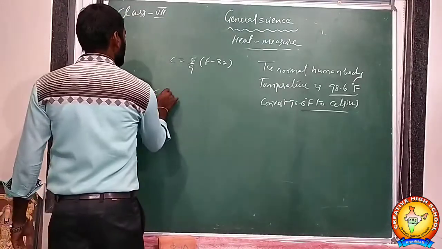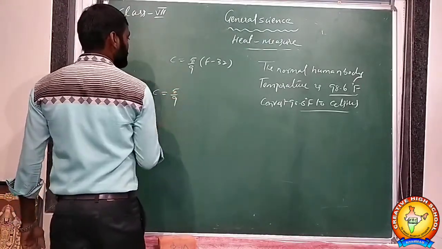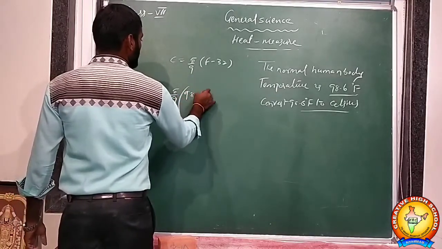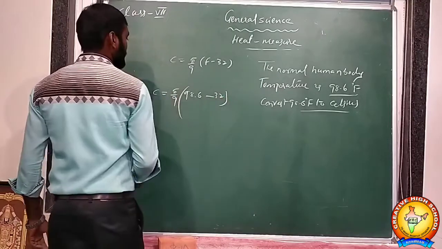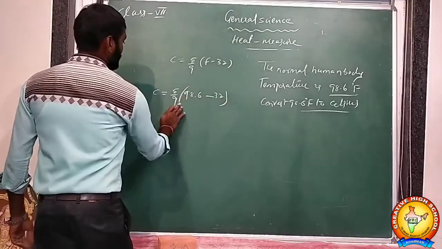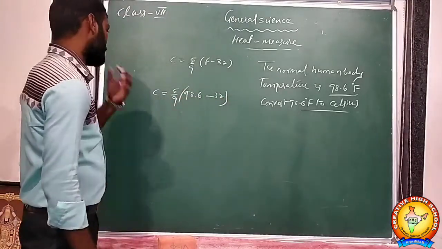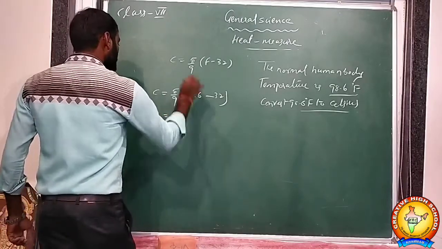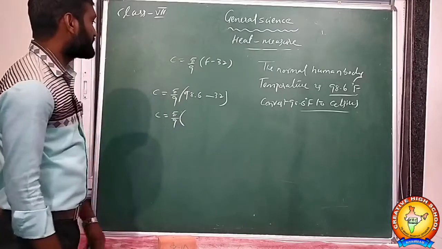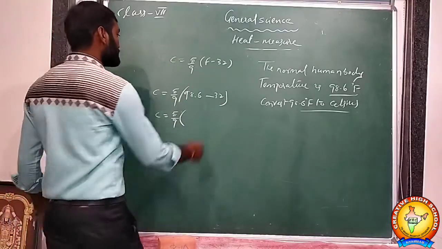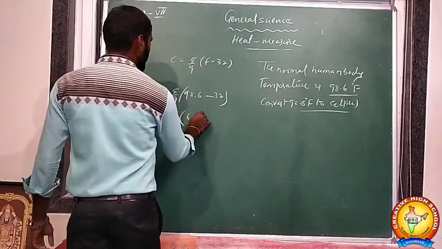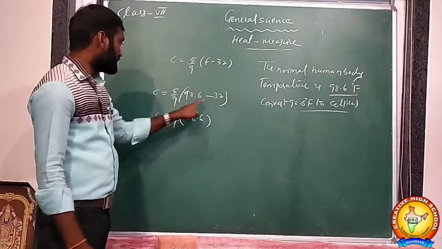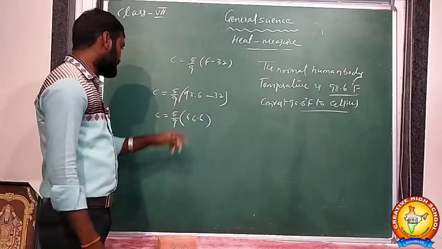So C is equal to 5 by 9 into (F minus 32), where F is 98.6. So 98.6 minus 32, how much? It is 66.6. 8 minus 2 is 6, 9 minus 3 is 6, so 66.6.